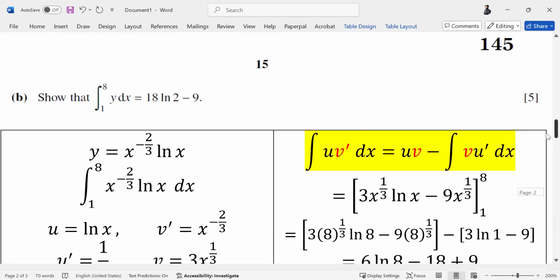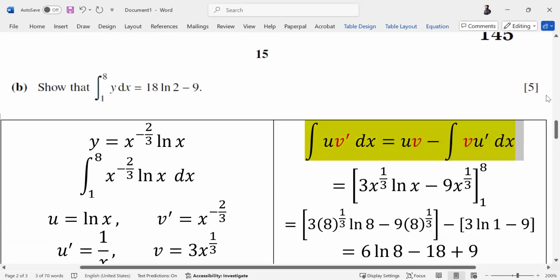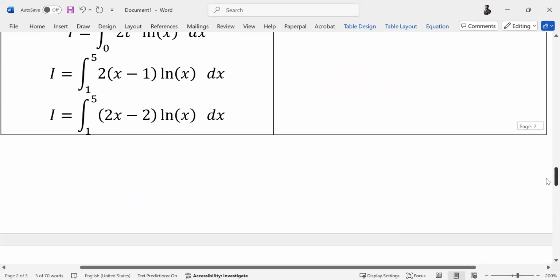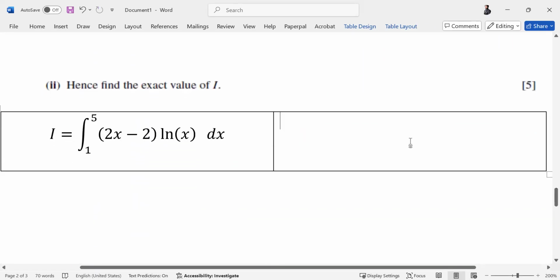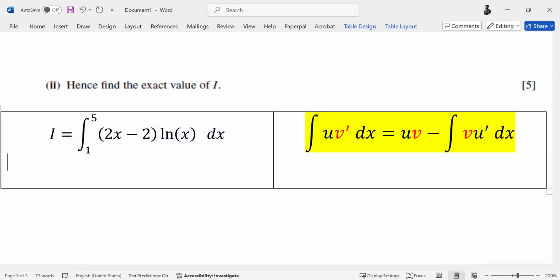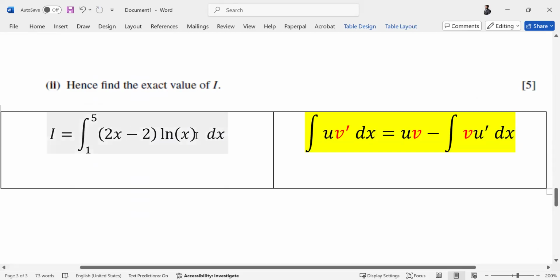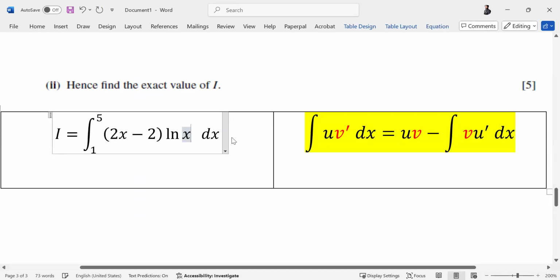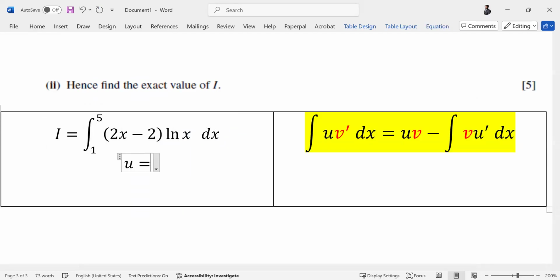I'll just copy this entire equation in front of you so that you have a visual representation. Again, selecting U, ILATE. So which one out of these? ln x, log will be chosen as U. So your U is ln x. And the other is not V. What is it? V dash. Do you see the sign? So V dash is 2x minus 2.